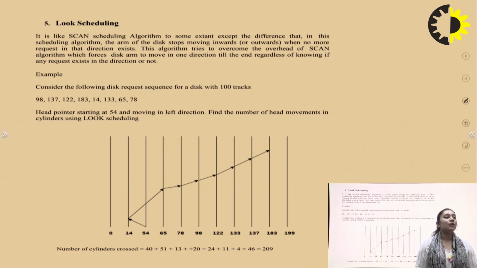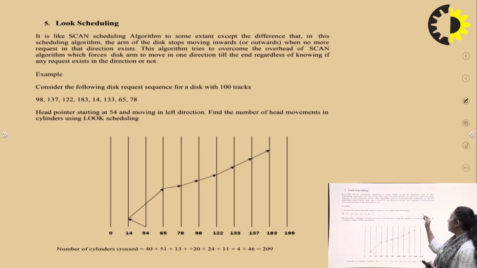Next, we have the LOOK scheduling algorithm. In LOOK scheduling, the difference is that it moves inward where no more requests exist in the direction. So it tries to overcome the overhead of the SCAN algorithm, which forces the disk to move in one direction regardless of whether any request exists in that direction or not.